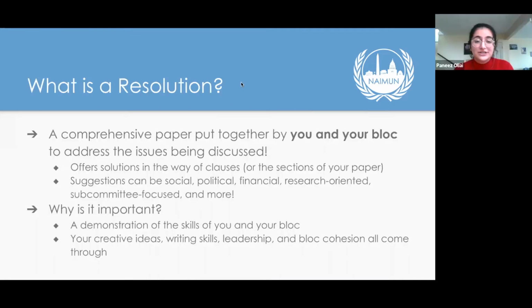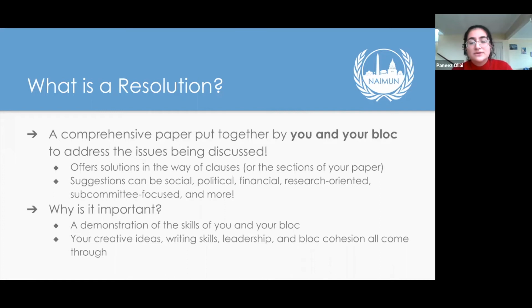So what is a resolution? Basically, a resolution is a comprehensive paper that's put together by you and your block to address the issues that are being discussed. With each committee, it will vary on how long the resolution is expected to be, but for the most part, you just have to make sure that your resolution, one, offers solutions in the way of clauses, or what are basically the sections of your paper, and two, to ensure that those suggestions can be social, political, financial, research-oriented, subcommittee focused, really anything that comes to mind.